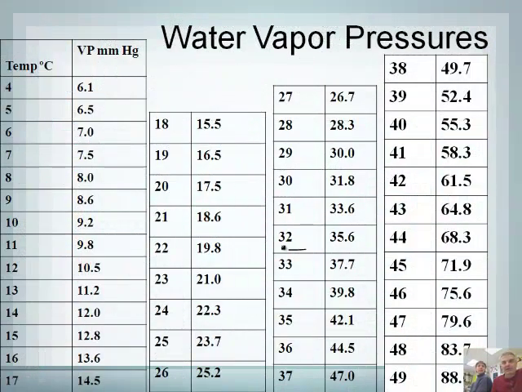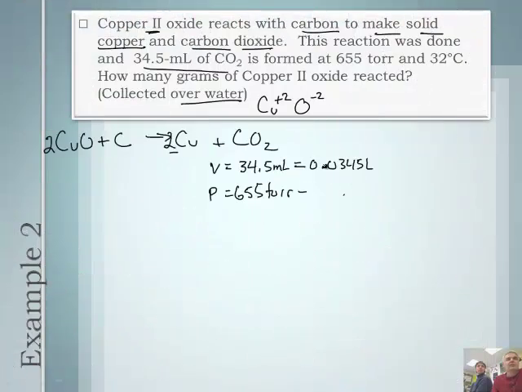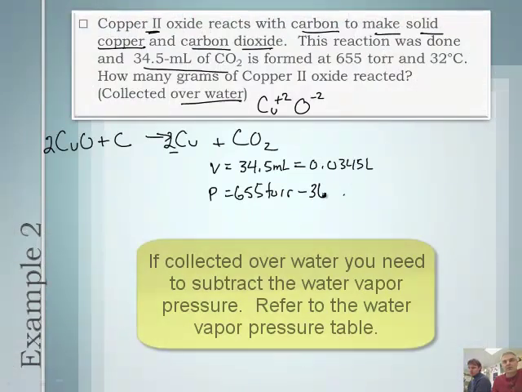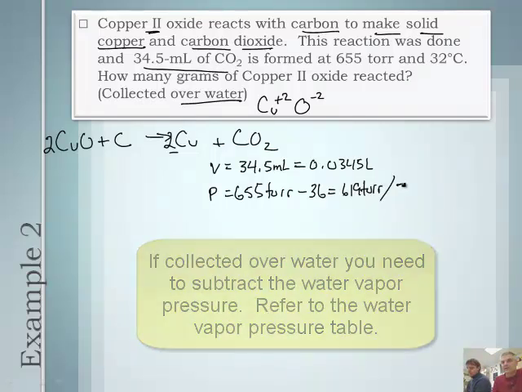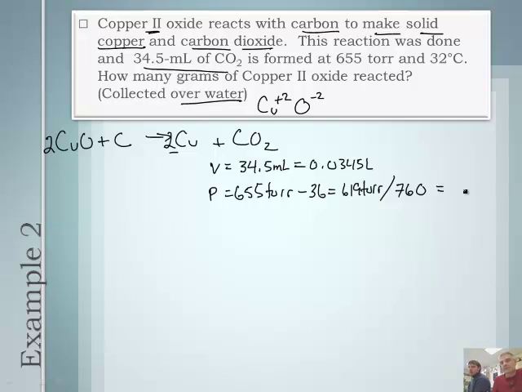So at 32 Celsius, the pressure is 35.6. We'll call that 36. So we'll subtract 36, and that equals 619 torr. And while you're at it, divide that by 760, and we'll get our atm: 0.814.